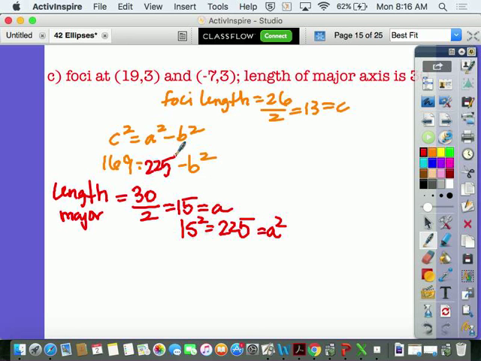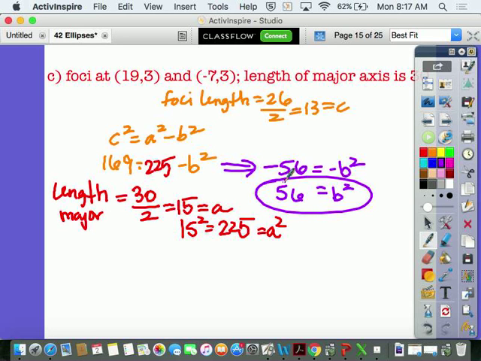If you did it right the first time, good job. I know you're probably like, hold on, Ms. Anderson, this isn't right. So then you take 169, and then you subtract 225 to get negative 56. So we have negative 56 equals a negative b squared. So then b squared equals a positive 56 that we need to use to plug into our equation. So a squared equals 225, b squared equals 56.